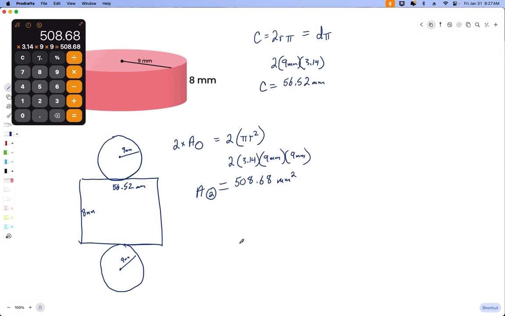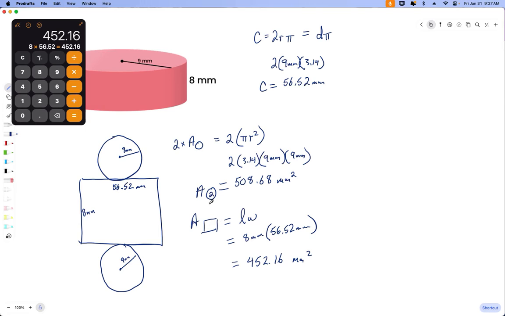Now we're going to find the area of the rectangle. So the area of the rectangle is length times width, which is going to be the same as 8 millimeters times 56.52 millimeters, because that was the circumference of the circle that we already found and wrote in. So we're going to say 8 times 56.52, and that's going to equal 452.16 millimeters squared, because we use millimeters twice.